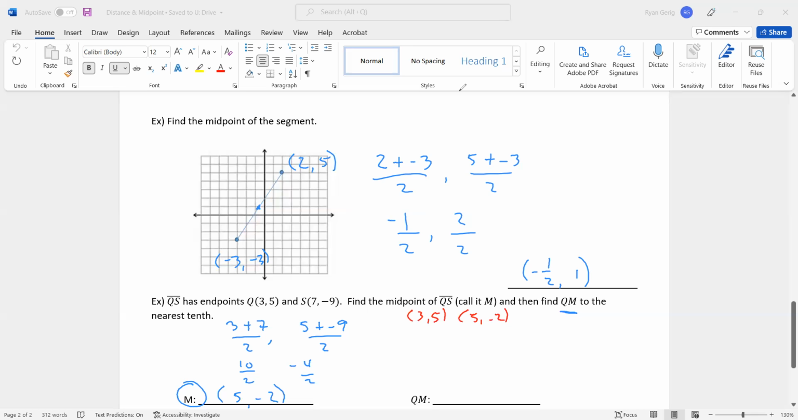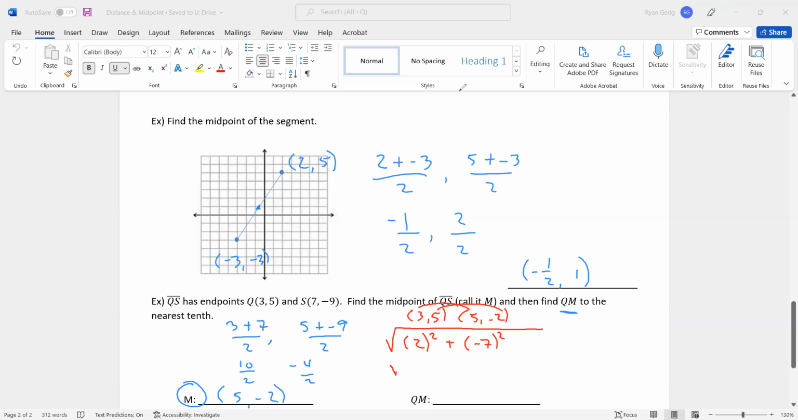All right, so QM. Now, you can do the formula all you want. I'm going to do what I just showed you on the front side with the quicker version. I want you to try to see that. What's the distance from 3 to 5? Well, that's 2 units, right? Think number line. And what's the distance from 5 to -2? Think number line. Well, that's 7.